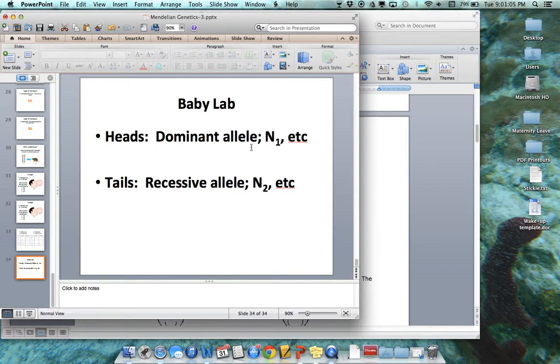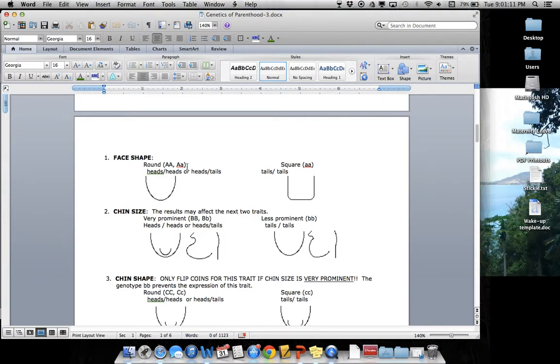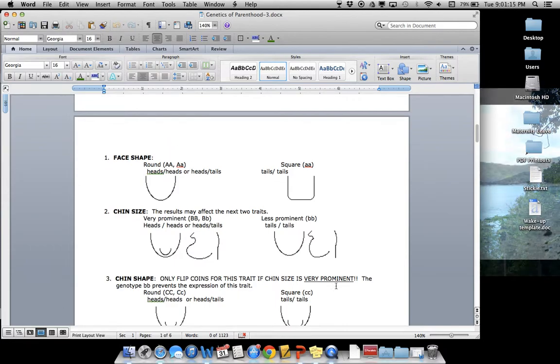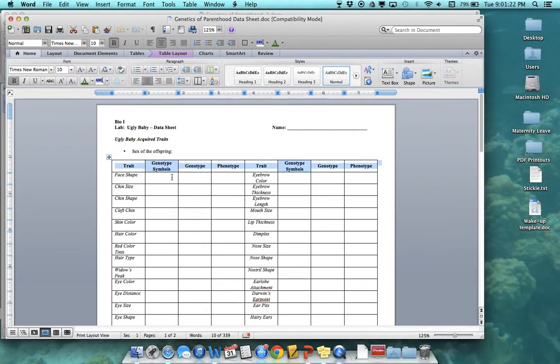All right. So heads is the dominant allele, tails is the recessive allele. Okay, so pick which one you have. If you have 2 tails, again, you got little a, little a. If you got a heads and a tails, you're heterozygous. If you have 2 heads, you are homodominant. Okay, so on your sheet right here where it says genotype symbols, go ahead and put that down. Okay, do you have big A, big A, big A, little a, little a, little a? Make sense?